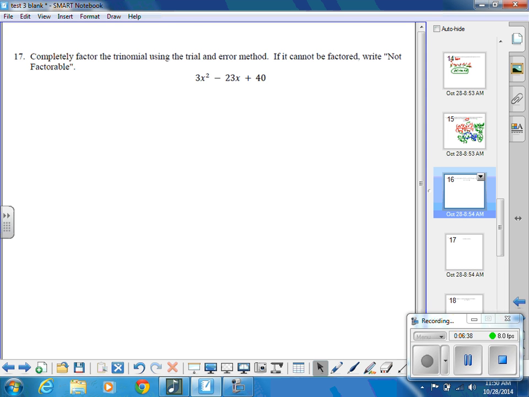Now, it says here doing trial and error, so some of you might know the illegal maneuver. You can try it. This isn't the best problem to do it on because you end up with a pretty big number, so I really wouldn't recommend it. I'll show you the illegal maneuver on an easier one.